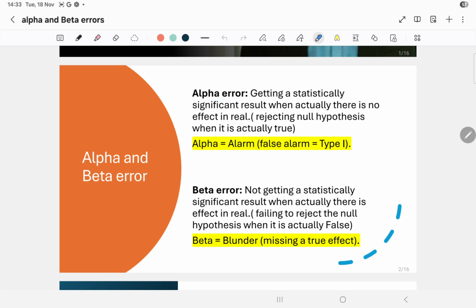Beta error is not getting a statistically significant result when actually there is an effect in real. So it is a kind of blunder. Beta blunder, that is missing a true effect. That means failing to reject the null hypothesis when it is actually false.